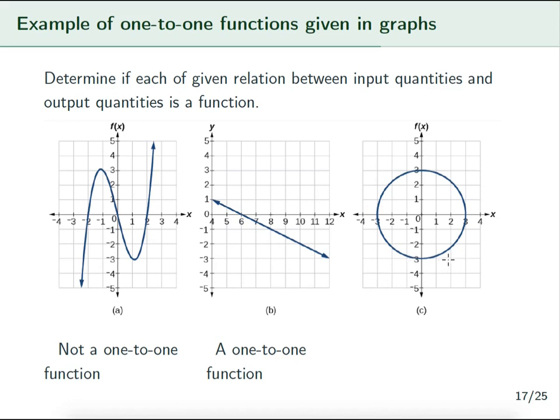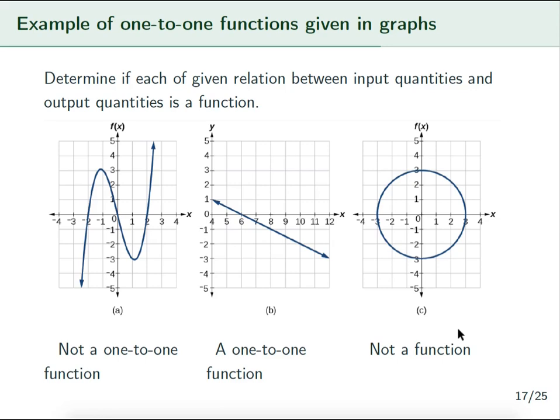This one, the circle, first of all, this is not a function as we saw earlier. So it cannot be a one-to-one function. In order to be a one-to-one function, it has to be a function first. So we can't even determine if it is one-to-one or not because it's not a function already. So this is the idea of one-to-one function.